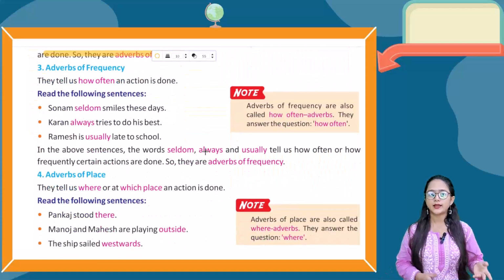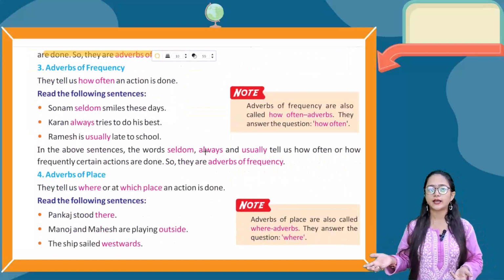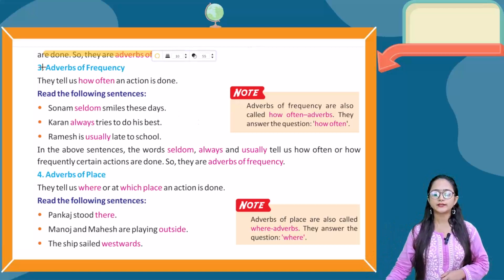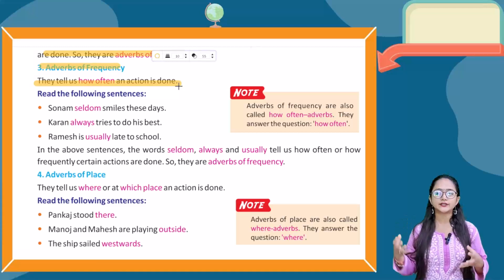Like adverb of manner, it answers the question how, then adverb of time, it answers the question when. Now let's talk about another type of adverb, that is adverb of frequency. They tell us how often an action is done. Okay, now read the following sentences.